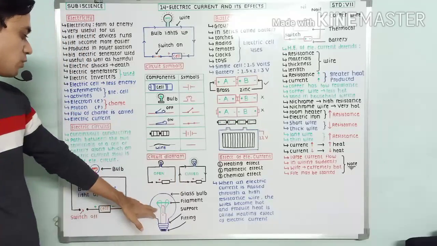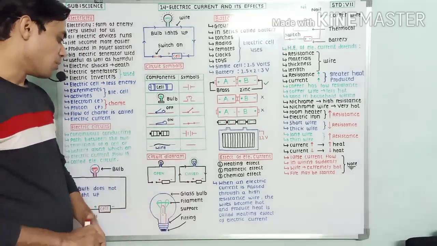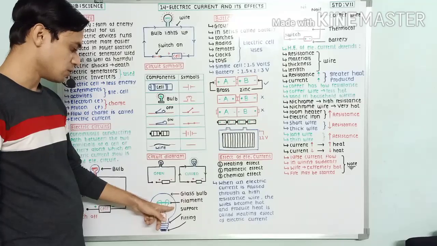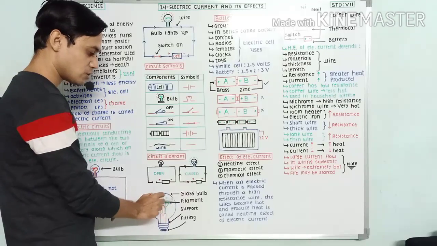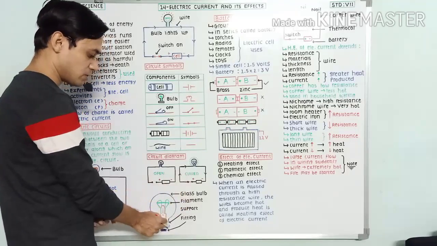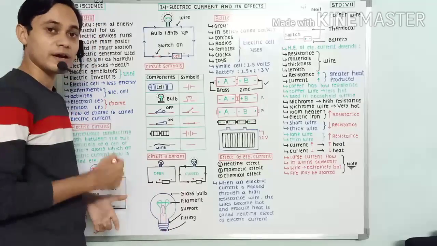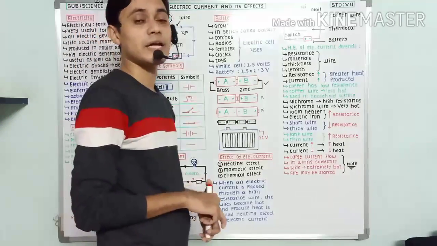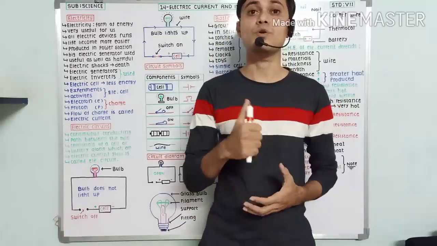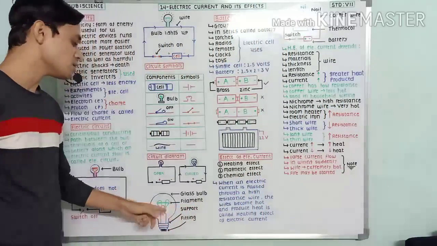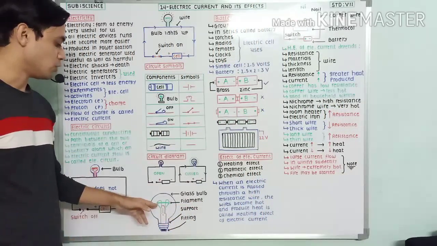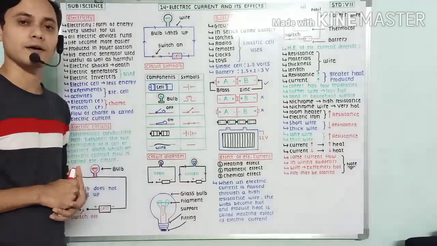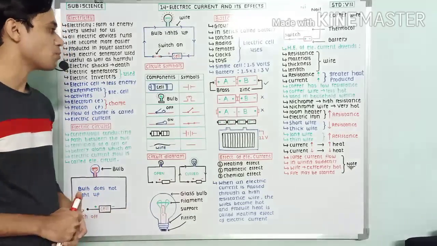Then you can see in this figure, this is the bulb filament. You can see here, this is a filament. This outer layer is known as a glass bulb. Then this is a support and this is the fitting. Now students, you have seen many times that the bulb does not glow because the filament of the bulb is damaged, right? Sometimes due to overloading of the current. So these are the things about the bulb.